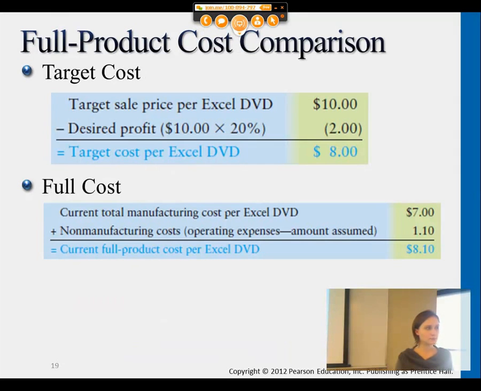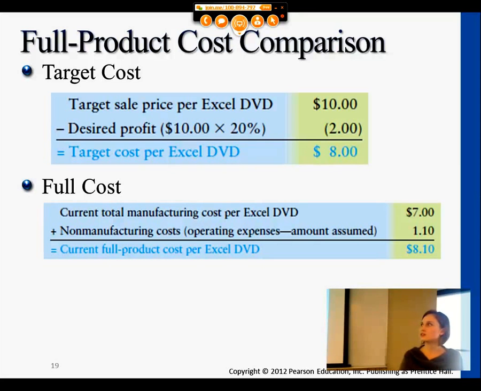Okay. Let's try more. So we have comparison to target cost and full cost. Let's see which one is which.